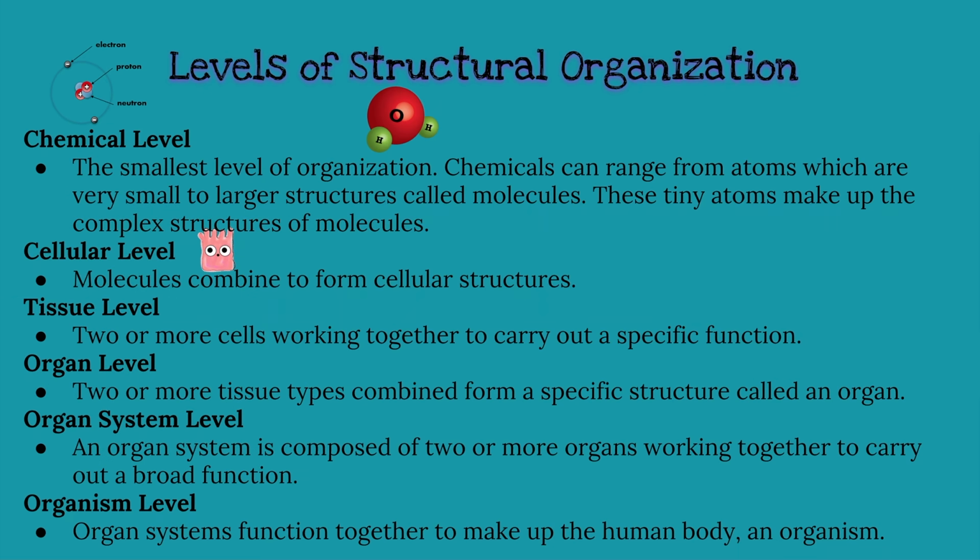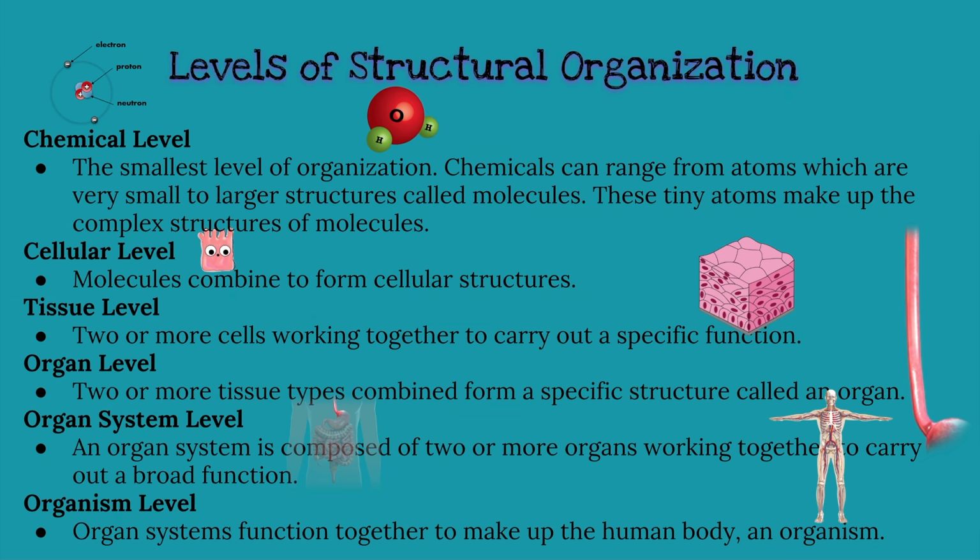Then these cells will combine and work together to form tissue. This is called the tissue level. Tissue will then combine to form a specific organ. This is called the organ level. Now, some of these organs will work together with one another to carry out a function. This creates an organ system, such as the bones and joints. They work together to form the skeletal system. And finally, all of the organ systems in the body will come together in harmony to form you, the organism.